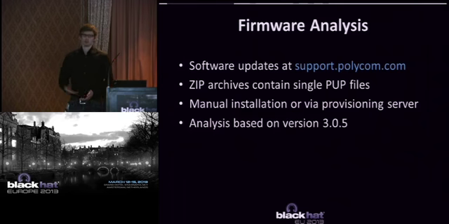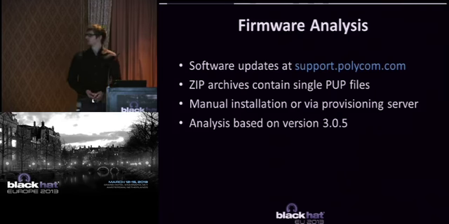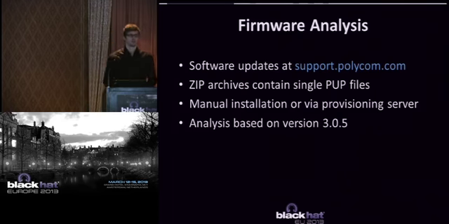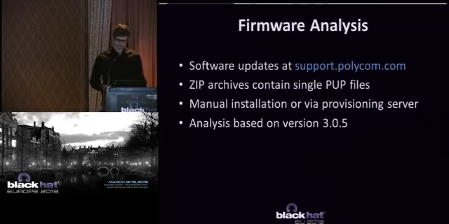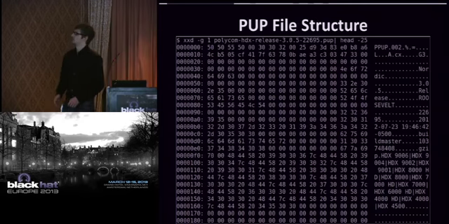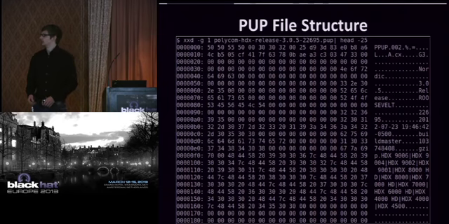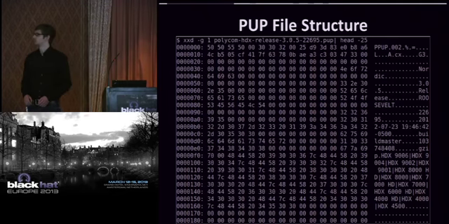And those can be applied either through the Polycom web interface, or you just use this provisioning mechanism to apply them. And all of our analysis, which I'm presenting now, is based on version 3.05, which was the current version when we did that research. So if you take a look at the pub file structure, it actually doesn't look too bad, right? You at least have some strings somewhere in the beginning. The first few bytes kind of look like a file signature.